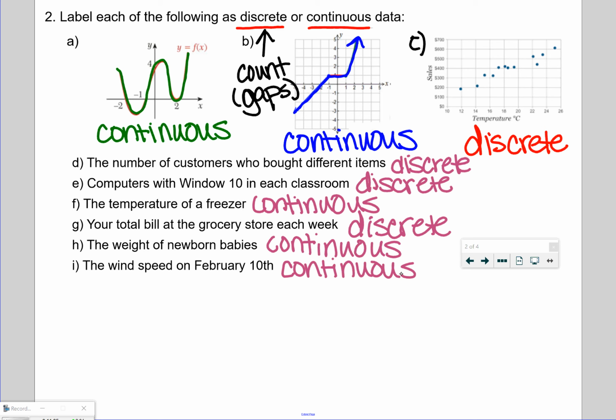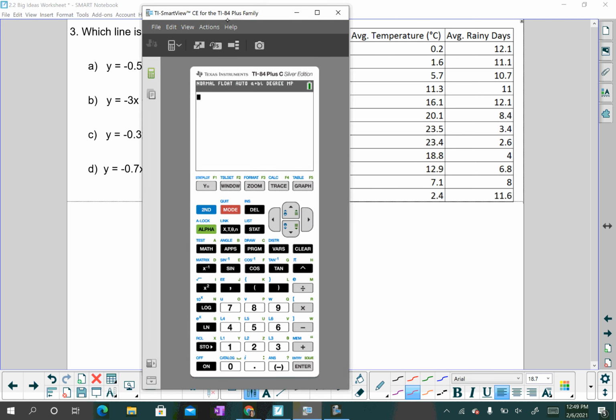All right, so this is a calculator problem. We want to know which line is a better fit for the data. So we did this in a previous section. The first thing we're going to have to do here is find the line of best fit. So let's go ahead and bring my calculator up here.